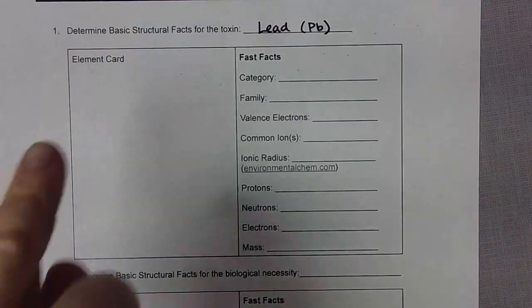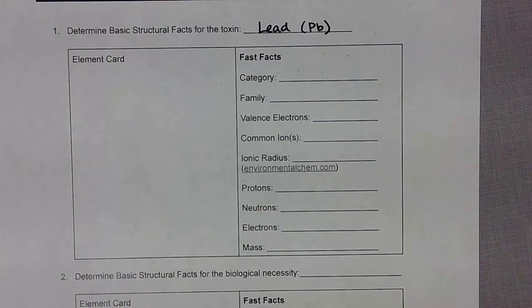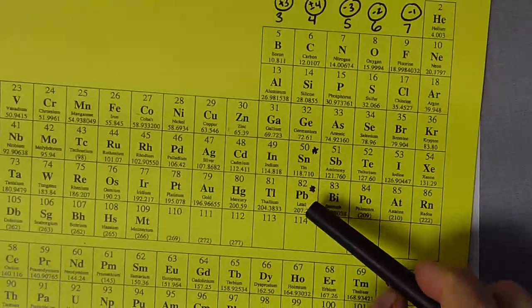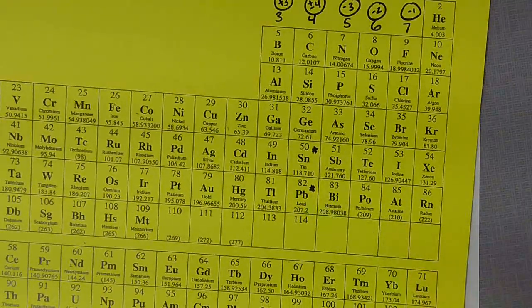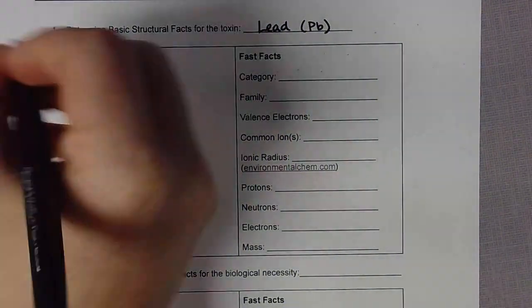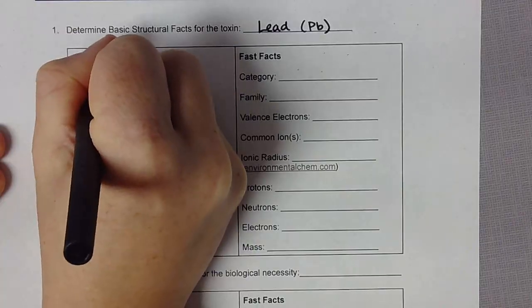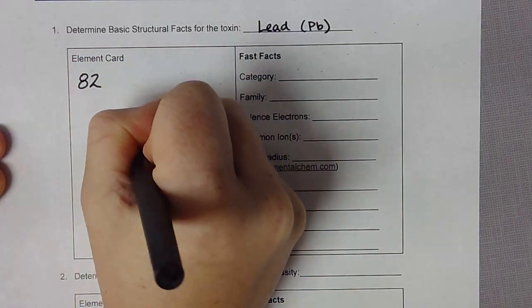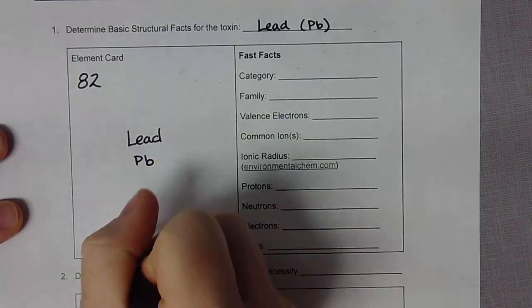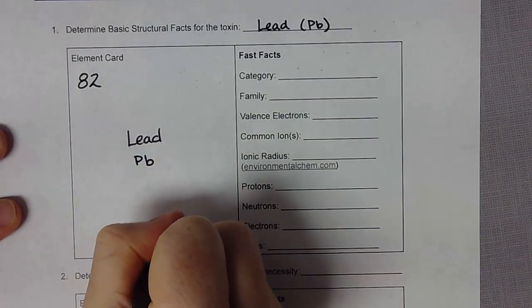So, we need to copy the card as it's given to you on your periodic table. So lead is element 82. Its atomic mass is 207.2. We are going to round that to a whole number. So we're going to round that to 207.